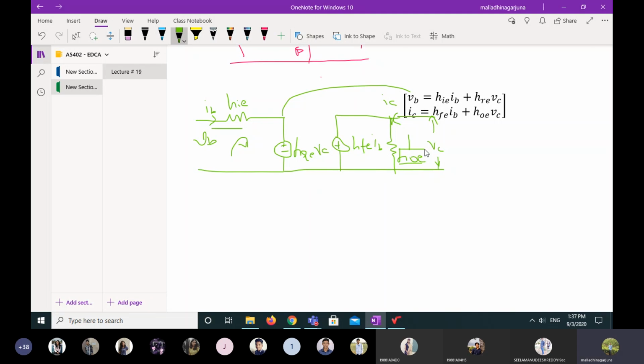Okay, so if you write HOE alone, that is admittance. If you write 1 by HOE, that is impedance. Okay, that difference you have to remember, and otherwise it is up to you, so you can represent with either HOE or 1 by HOE. That is no issue. Okay, so that point you have to remember. So like this, we have drawn the H parameter model for the CE amplifier.